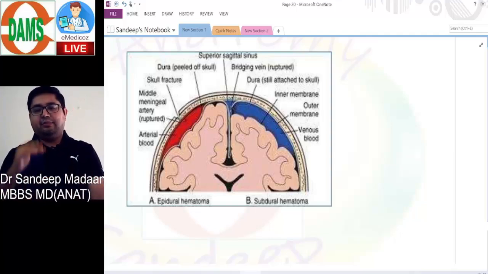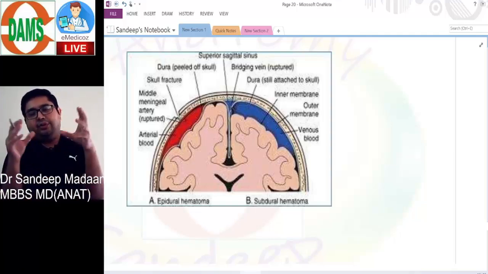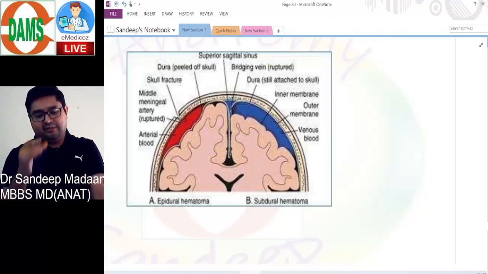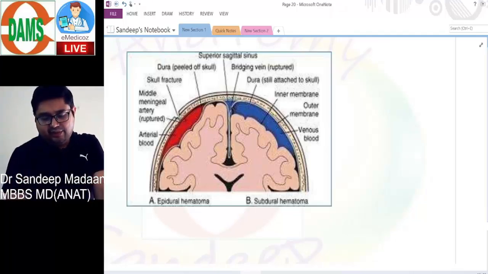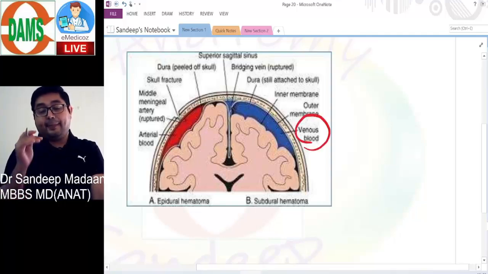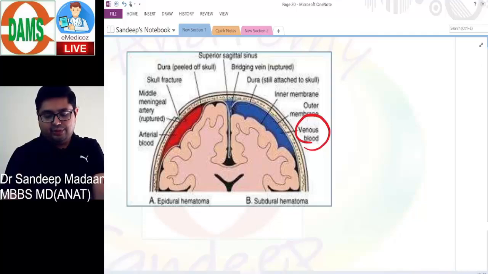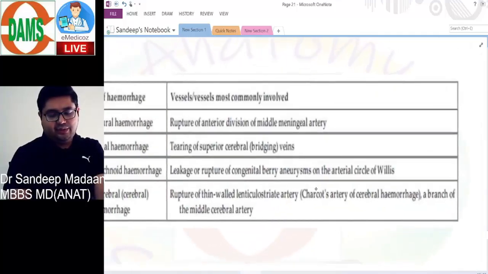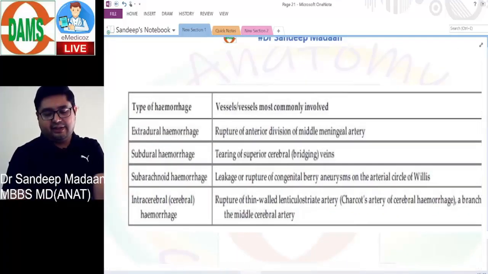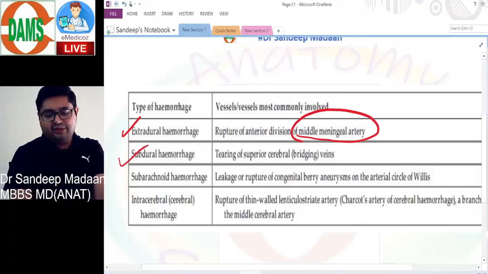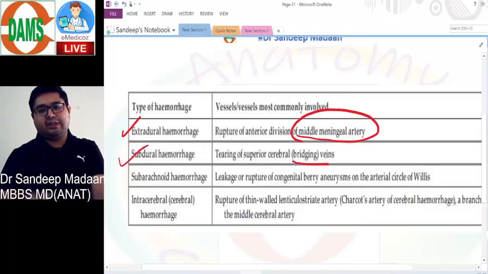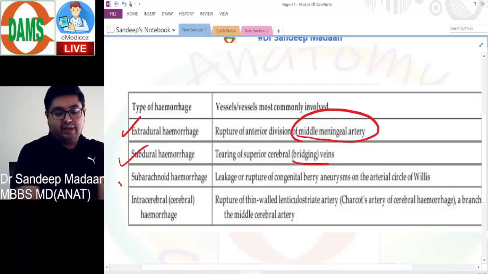If you remember, just below the dura we have the dural venous sinuses, right? So subdural hemorrhage is usually venous blood, and the most common cause of subdural hemorrhage is also veins, right? So these are the vessels that we should always remember. Extradural hemorrhage, middle meningeal artery. Subdural hemorrhage, the bridging veins, which are nothing but the superior cerebral veins. Subarachnoid hemorrhage is from a ruptured aneurysm.